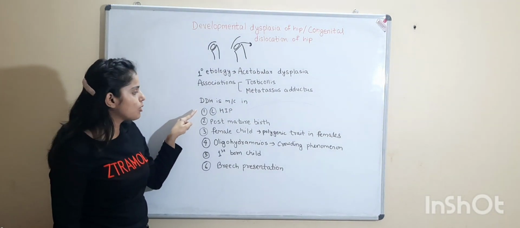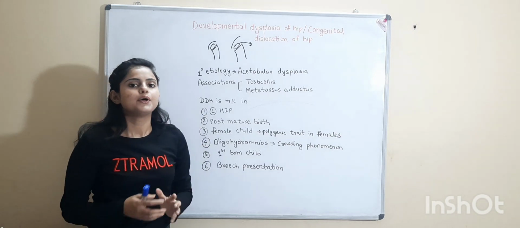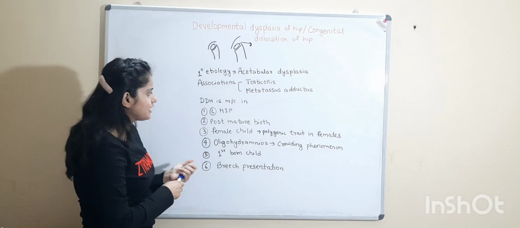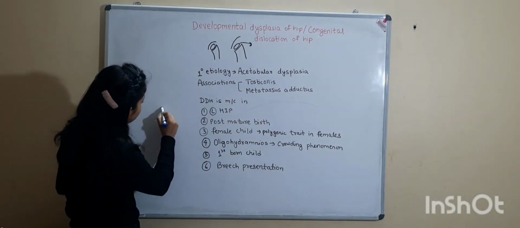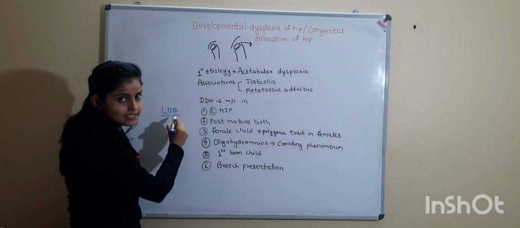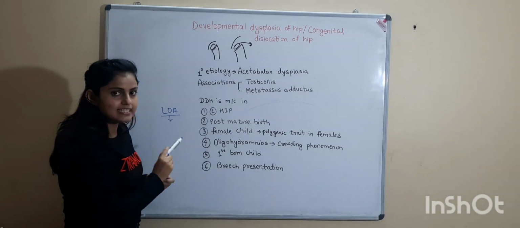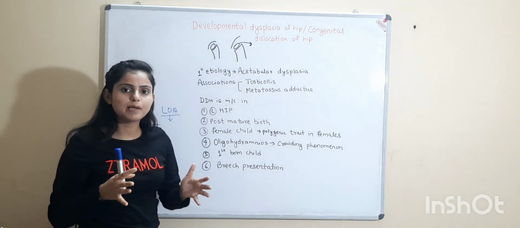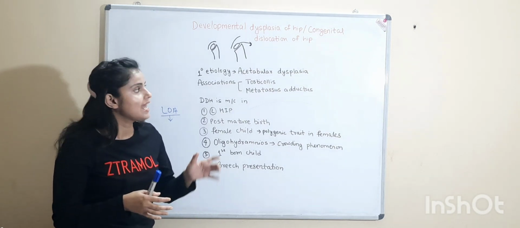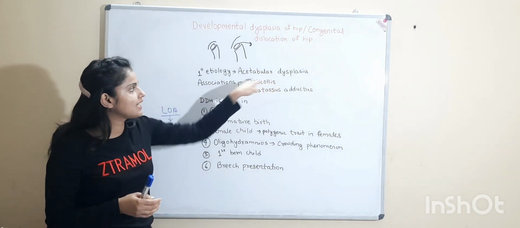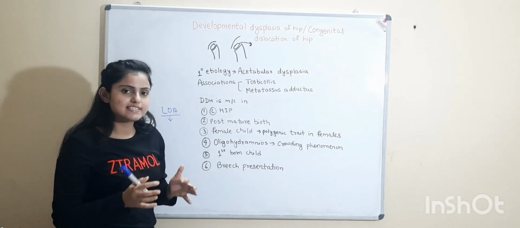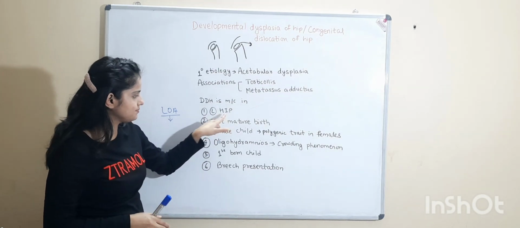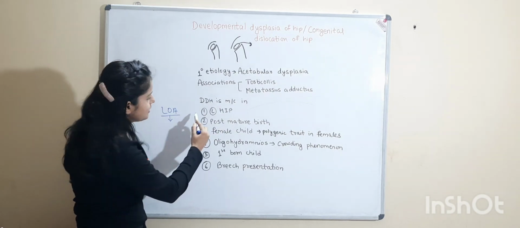Why is it more common in the left hip? Because in cephalic presentation, mostly the child is in left occipito-anterior position. In this position, the left hip of the child is against the sacrum of the mother, and during delivery of the baby, the sacrum applies an adductive force to the left hip. If there is dysplasia or a shallow acetabulum, then there is dislocation of the femur head. So it is more common in the left hip.